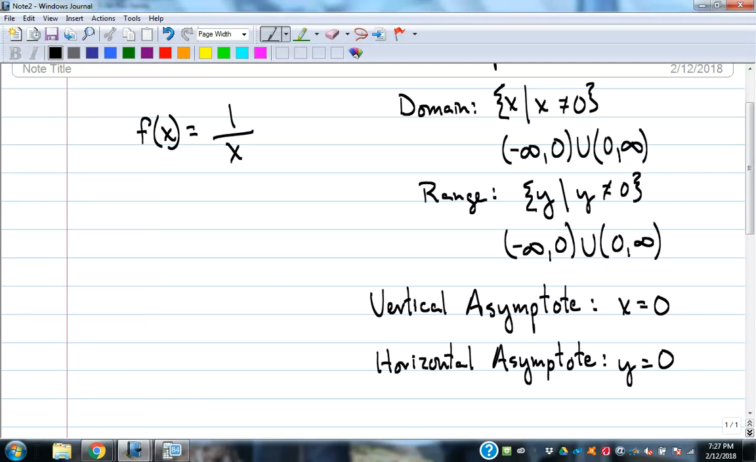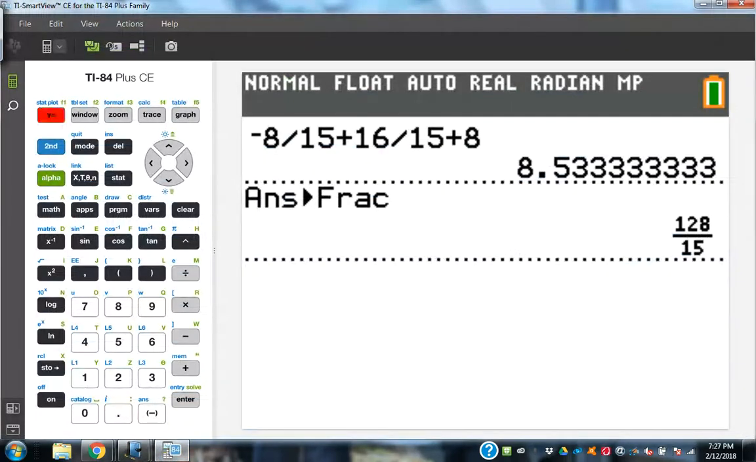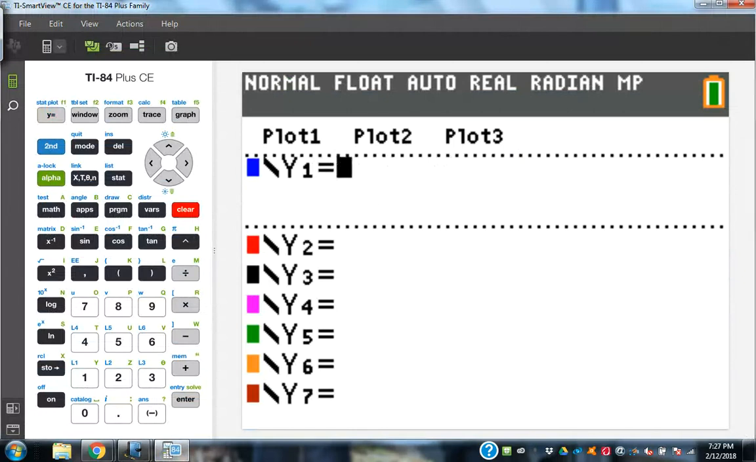Vertical asymptote, that just means there's this imaginary line that the graph approaches but never crosses. Horizontal asymptote's the same idea, although they can cross horizontal asymptotes. They don't do it very often, but it can happen depending on the complexity of the rational function. But in this case, it doesn't cross the y equals 0 line. So the graph of y equals, let me clear out some stuff I was doing earlier today, 1 divided by x.